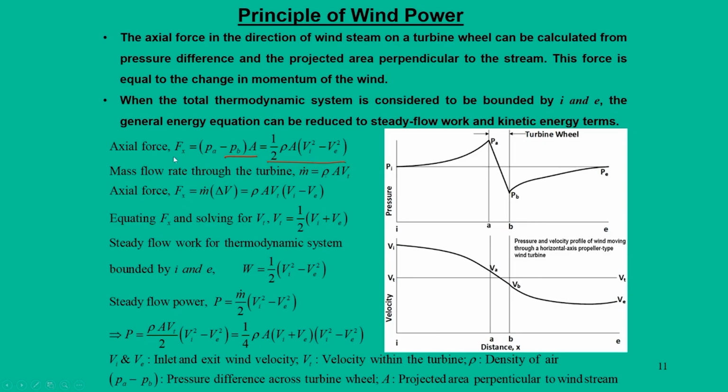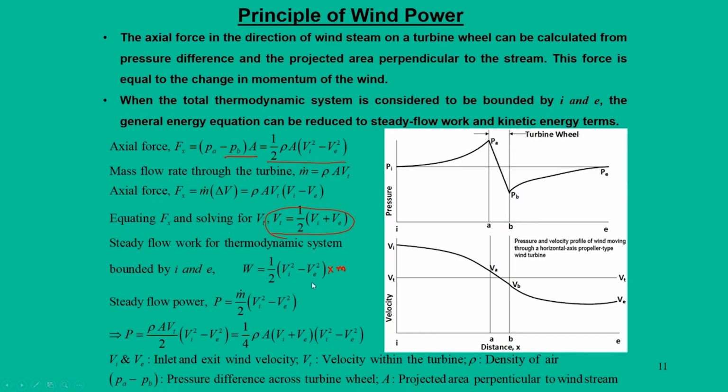One is through Newton's law, the other is from the energy equations. By equating both of the equations, we get an expression: the turbine velocity Vt is nothing but half the summation of Vi plus Ve. Once we know Vt, the next job is to find the steady flow work, which is the difference in kinetic energy, that is w = ½ρ(Vi² − Ve²), and when you multiply this by the mass flow rate m dot, it gives you the total work.